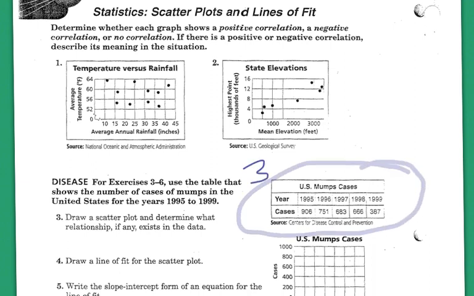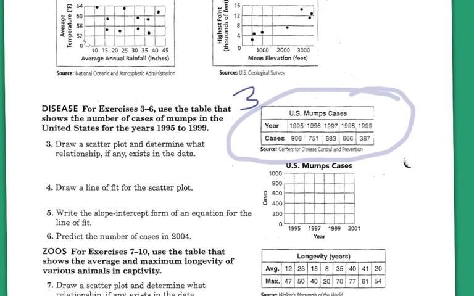Okay, so you're going to take this data, using the year as your x value and cases as your y value, and you're going to graph those points on that graph right there. It says also to determine what relationship exists in the data. So if there's a trend, if there's positive, negative, or no correlation, say what it is.